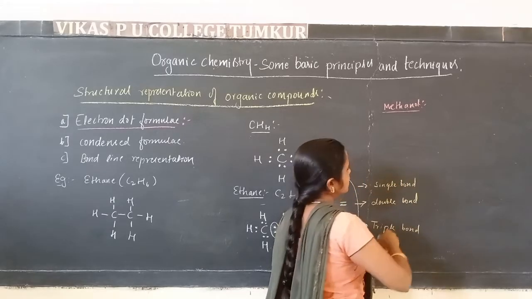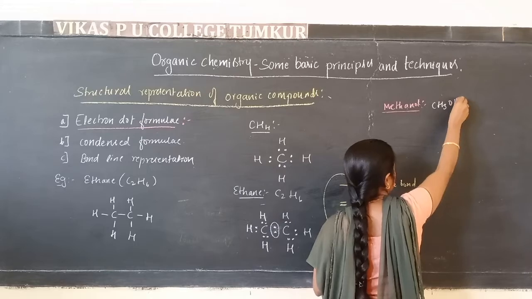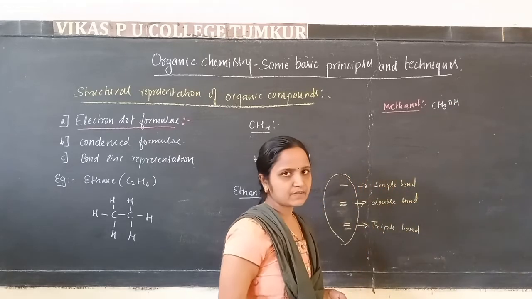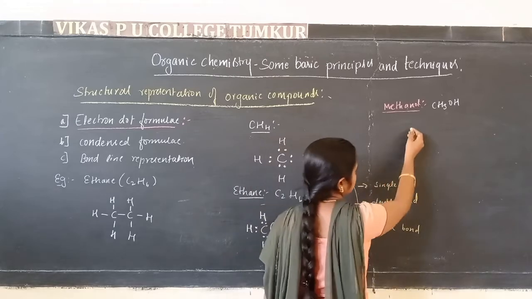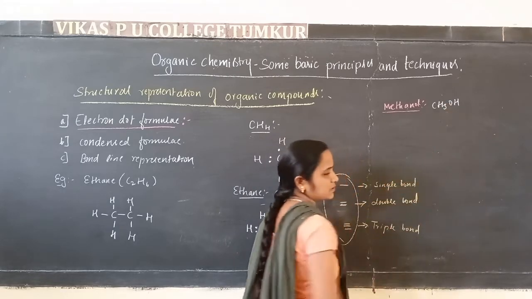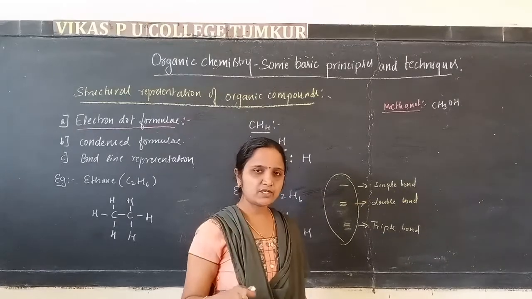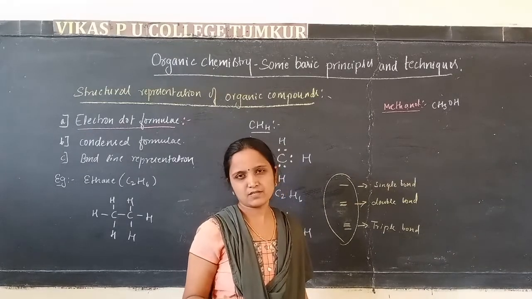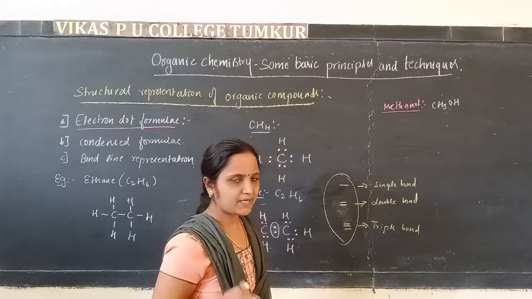The molecular formula is CH3OH. This is the molecular formula of methanol. There is a hetero atom here, the oxygen atom. Here we are not going to mention the lone pairs of electrons. We represent only the bond pairs in the complete structure.